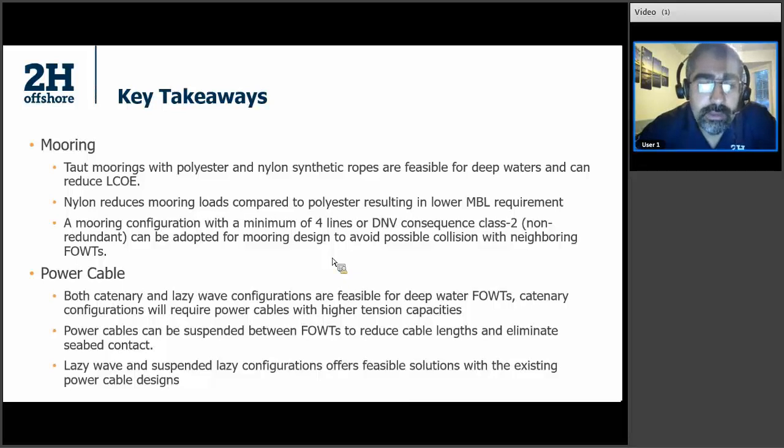For the power cable, the catenary and lazy wave configurations are feasible. Just the catenary configuration will need a power cable with higher tension capacities. Power cables can be suspended between the foundations, which will eliminate the seabed contact and can significantly reduce the cable length, that is, the dynamic cable length requirements.